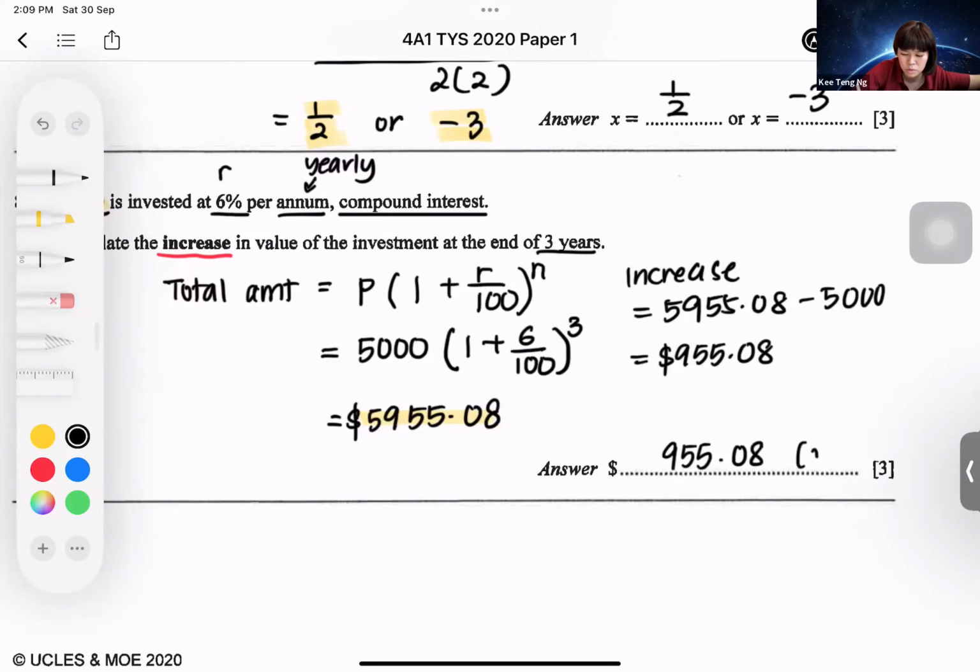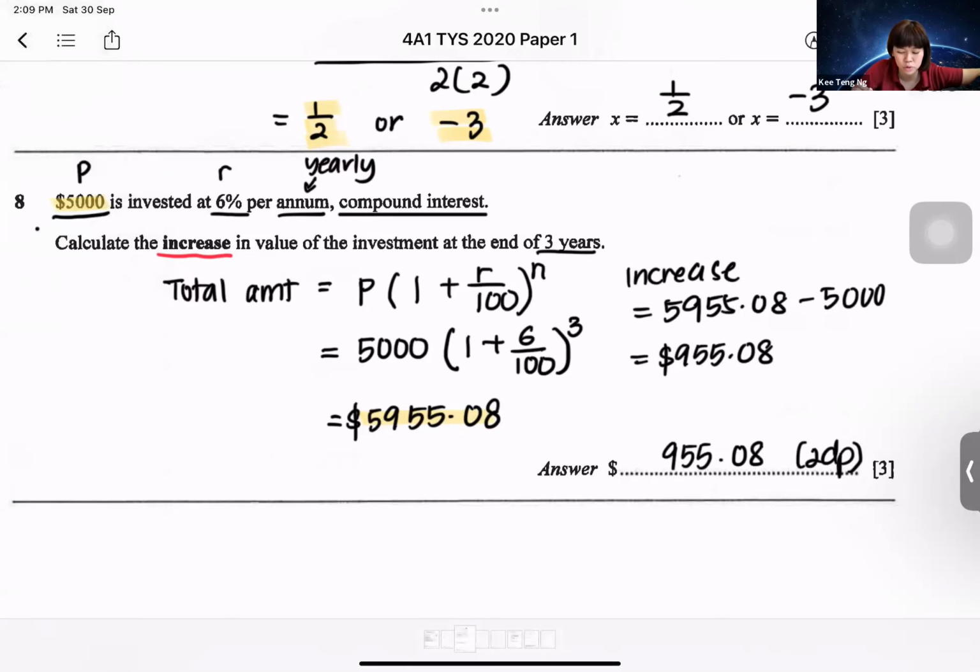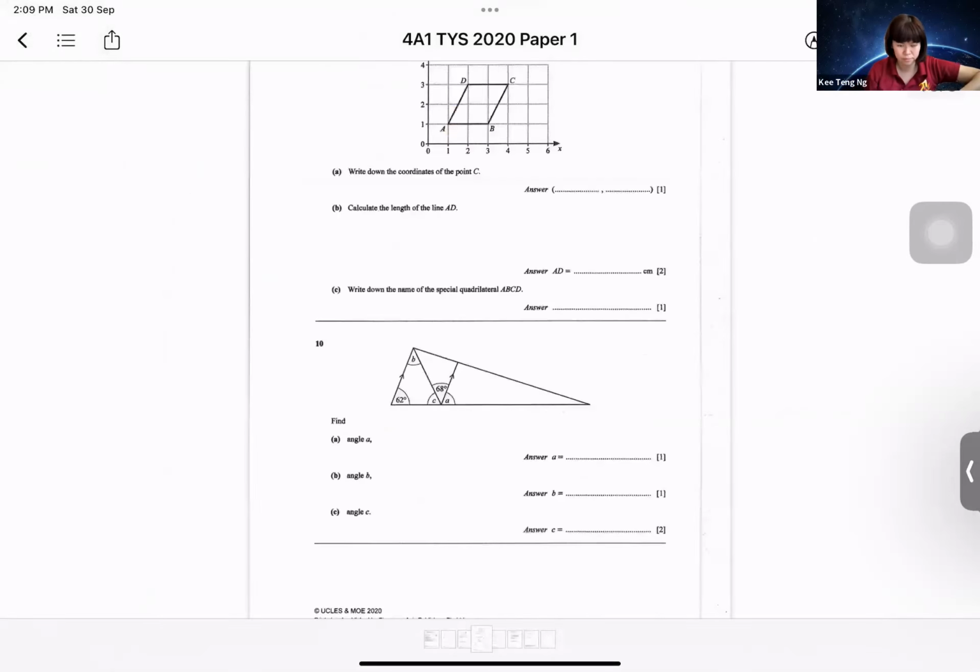955.08, 2 DP. All right, so remember, it's talking about increase in value, so you need to subtract away. Have you gotten the answer? Okay, if yes, then let us move on to the next question.